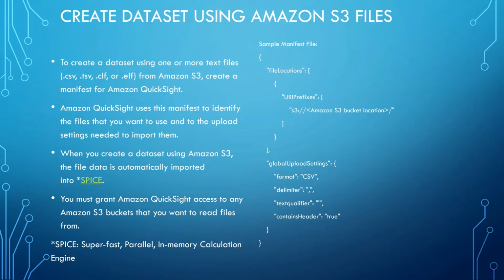SPICE is Amazon QuickSight's super-fast, parallel, in-memory calculation engine. It is engineered to rapidly perform advanced calculations and serve data. In Enterprise Edition, data stored in SPICE is encrypted at rest. Also, we need to grant Amazon QuickSight access to the Amazon S3 bucket that you want to read files from.